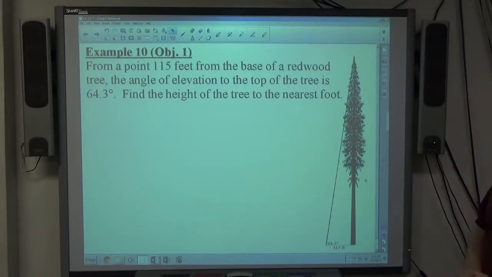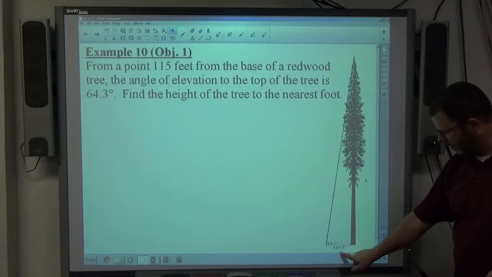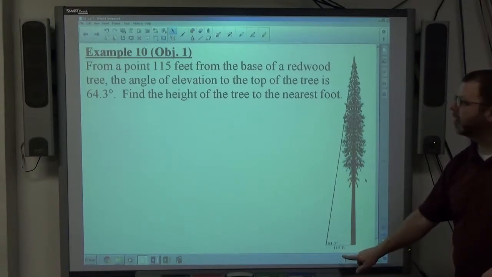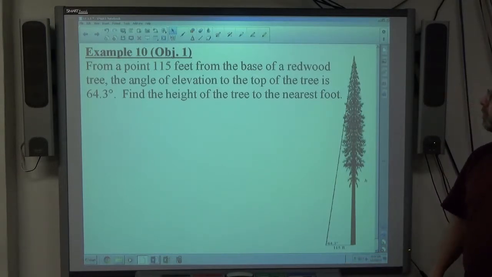Example 10, from a point 115 feet from the base of a redwood tree. You see down here, this little tiny 115 feet from the base of a redwood tree. The angle of elevation to the top of the tree is 64.3 degrees.